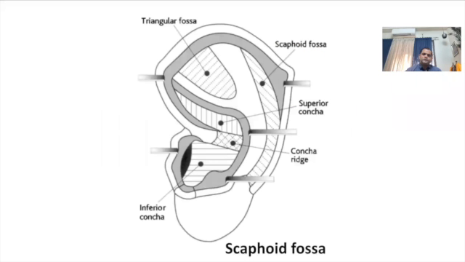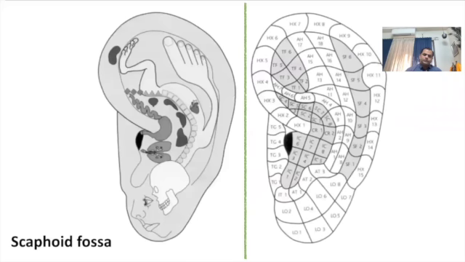Scaphoid Fossa, we can divide in 6 parts. 1, 2, 3, 4, 5, 6.